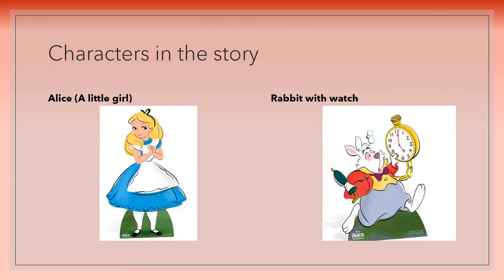Before beginning of the lesson, I will tell you some characters in the story. Over here you can see Alice, who's a little girl, and there is a rabbit with a watch in his hand. In this story, only these two main characters are there. So let us start.